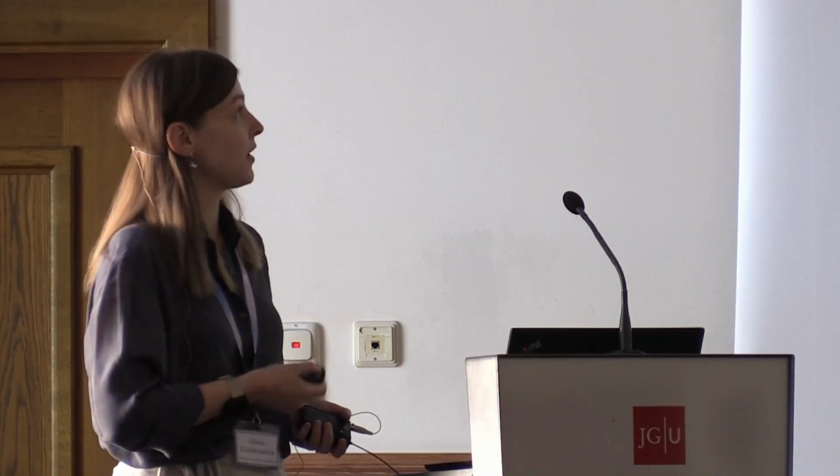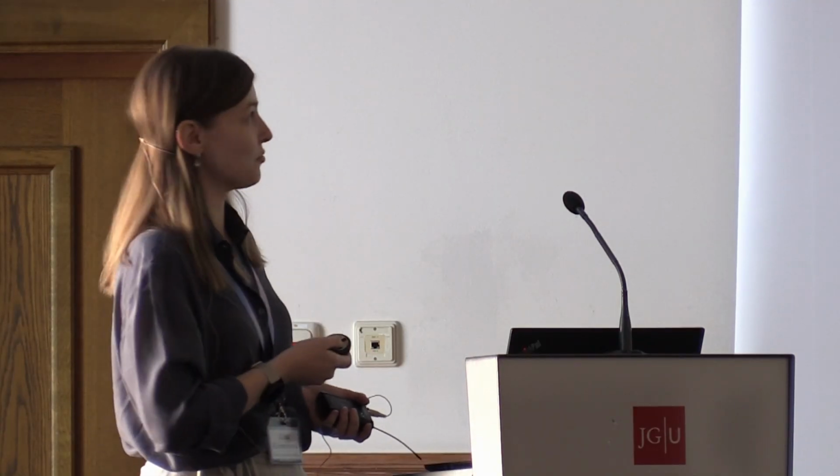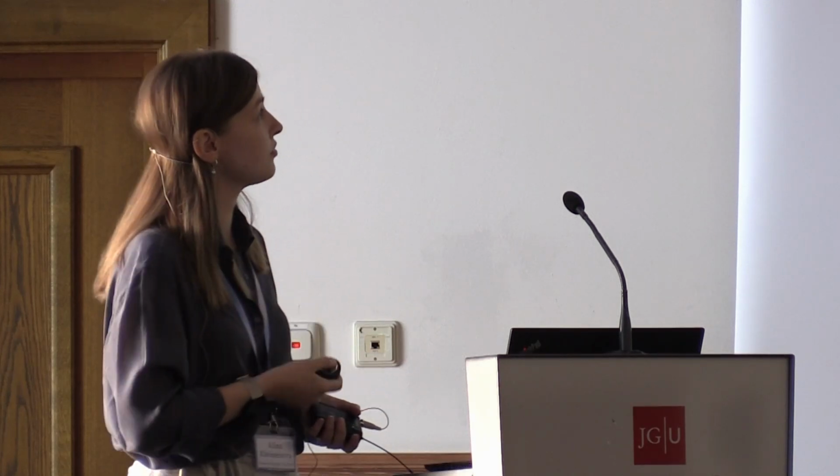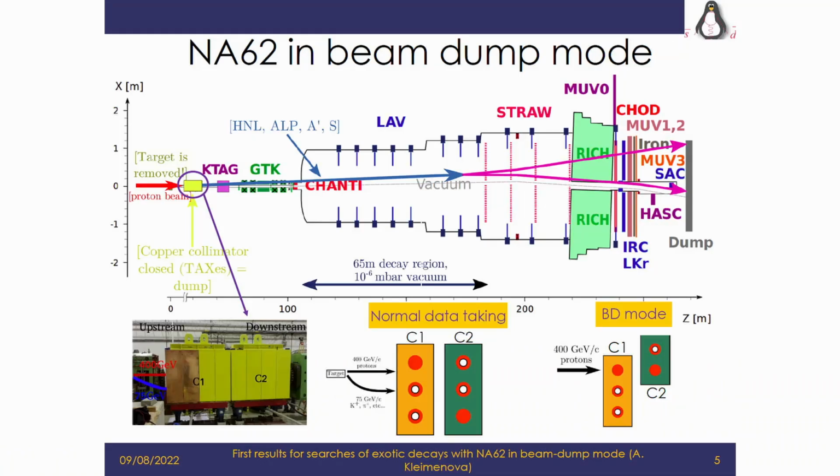So this is how we operate in the standard mode, in the Kaon mode. And now let me introduce you to the beam dump mode of NA62. So in this case, we basically remove the target. And after the target, we actually have this collimator, copper and iron. And when the target is removed, you have all this 400 GeV beam hitting this collimator.